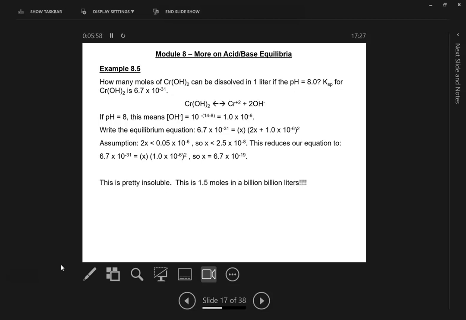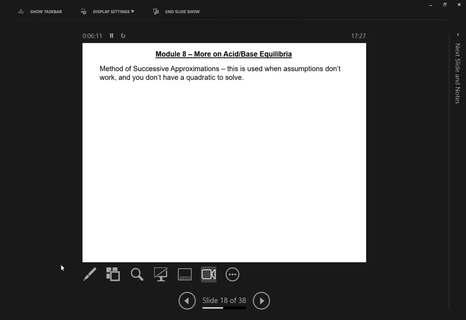Now, that's pretty small, pretty insoluble. And so what we've said is that's 1.5 moles in a billion liters. Very, very small. All right, now we're going to talk about the method of successive approximations. This is a technique that we can use when assumptions don't work, but I don't have a quadratic, because we can solve a quadratic. It's what do we do when we have some higher order equation.